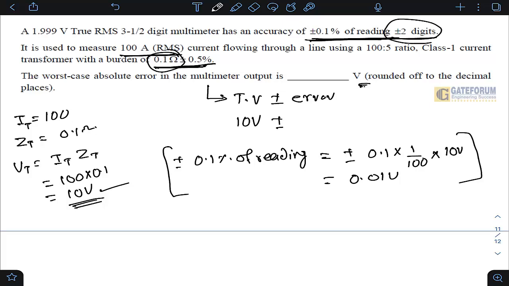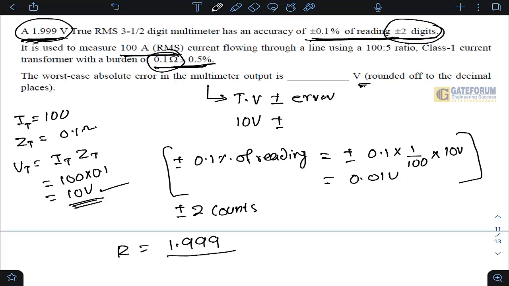But here we have plus or minus 2 digits. In the previous year question, instead of the word digits, they used the word counts, plus or minus 2 counts. So what is that count basically? If the range selected is this one, the resolution in this case is given by the full scale value 1999 divided by the scale. What is the scale? You simply turn off the decimal point and add 1. So 1999 plus 1 is basically 2000. So you get the resolution in this range as 1.999 divided by 2000.